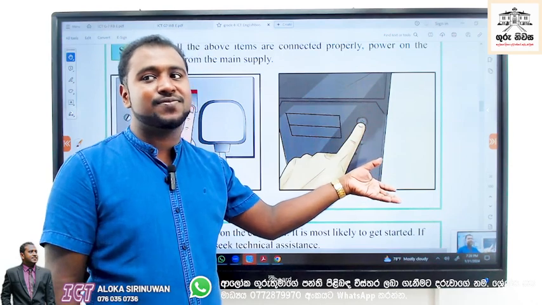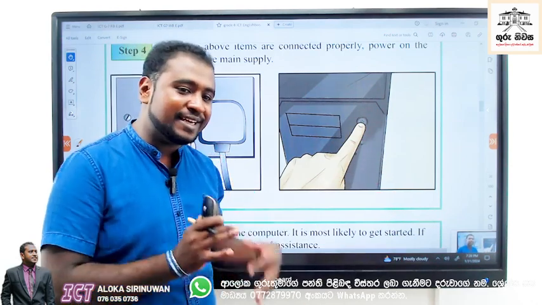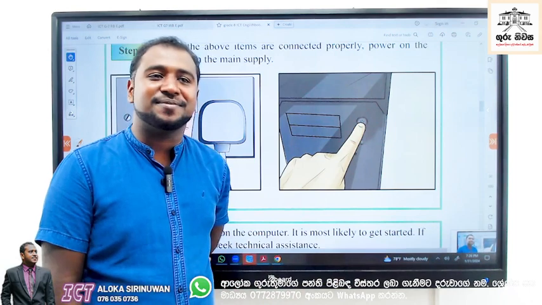And even now if it won't turn on, you have to immediately meet a technical officer.